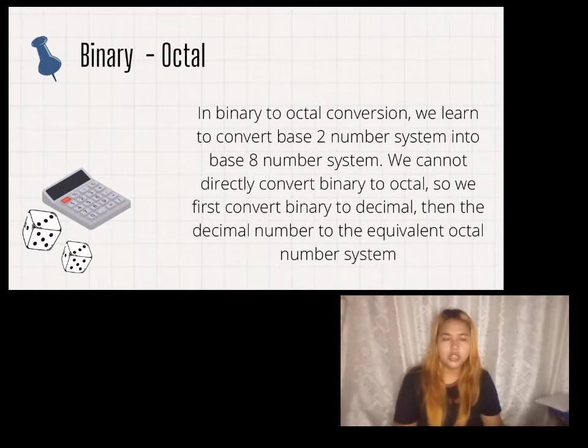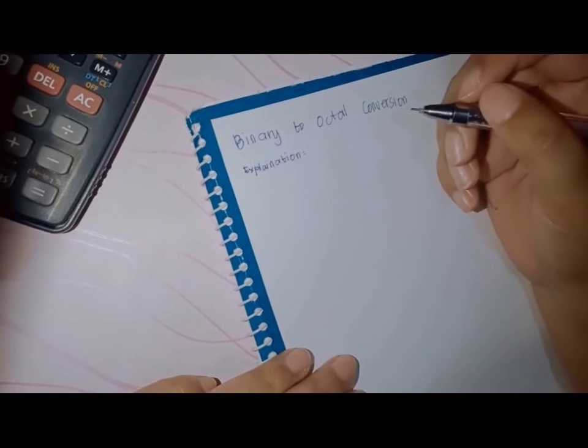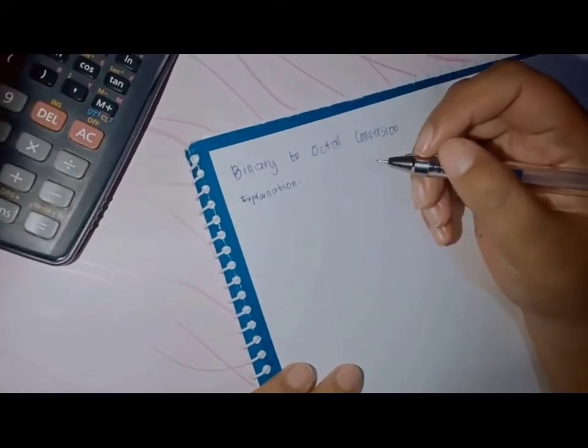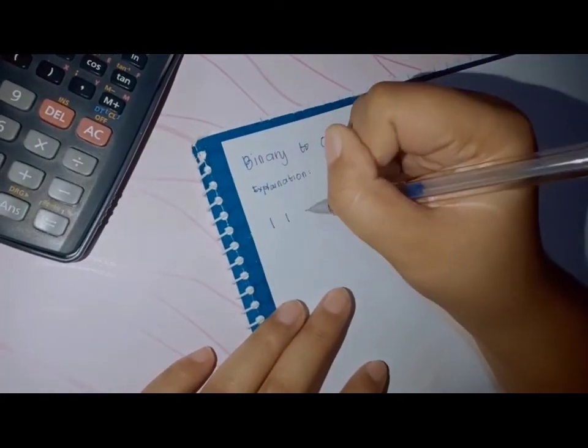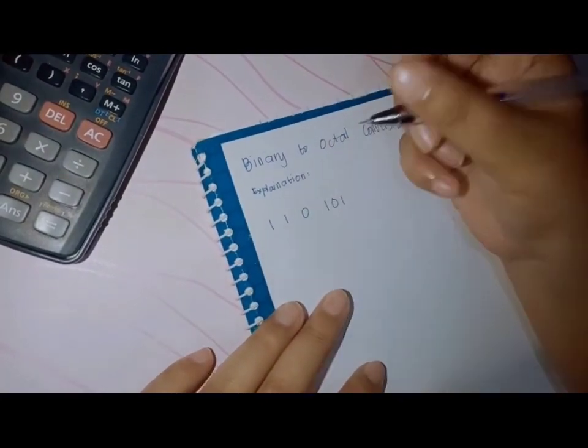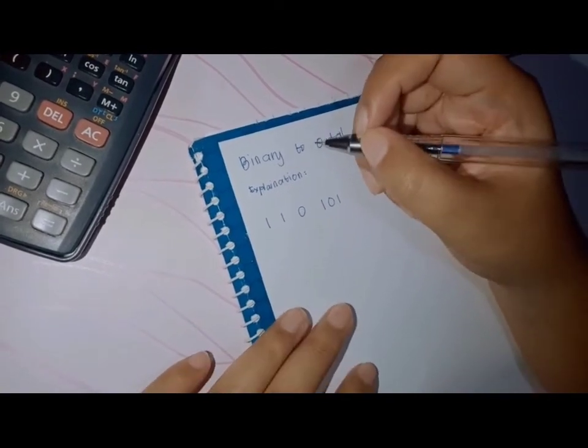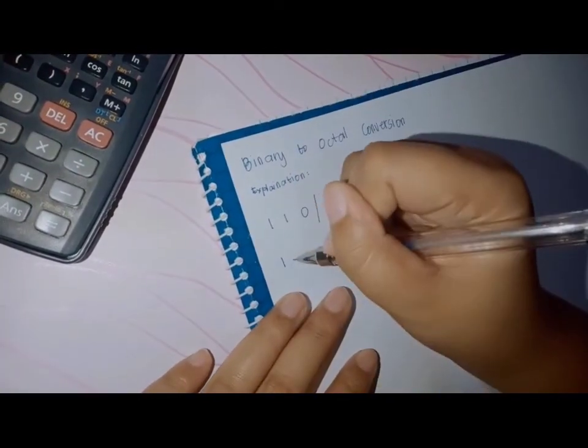Binary to octal conversions. In binary to octal conversions, we learn how to convert a base 2 number system to a base 8 number system. Because we cannot convert binary to octal directly, we must first convert binary to decimal, and then the decimal number to the equivalent octal number system. Next is binary to octal conversion. First, you need to think of a binary number: 1, 1, 0, 1, 0, 1. And second, separate the binary number into groups of 3. Separate it and rewrite it.